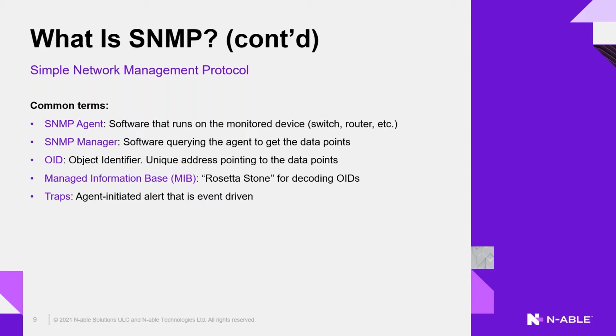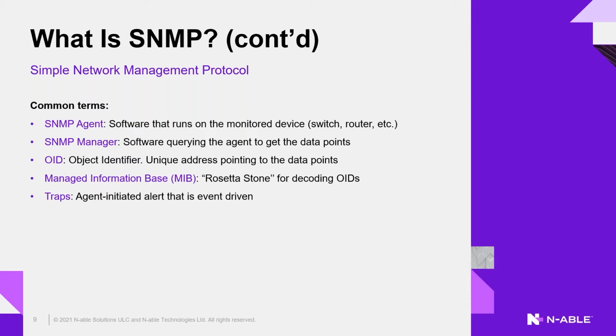Then you have your SNMP manager. The SNMP manager is going to be the software that is doing the query to the SNMP device. In our case of N-Central, it's going to be the probe. When you hear the word OID, it is the object identifier. It's basically a unique address or a unique numbering sequence that points to whatever data you're looking for. We're going to come back to that, don't worry.